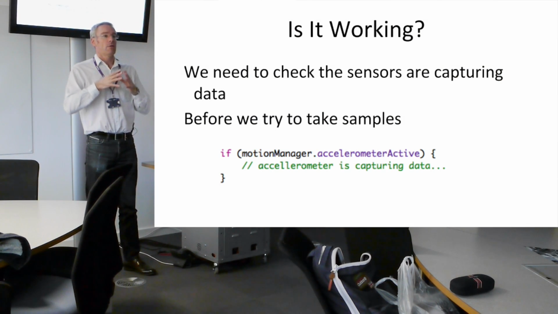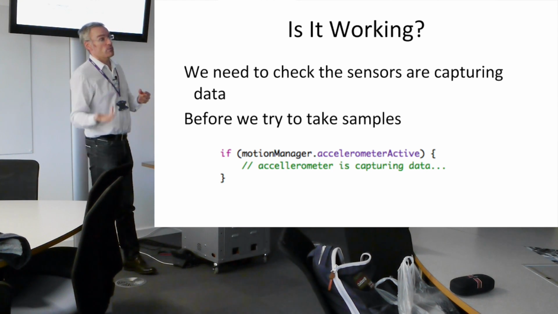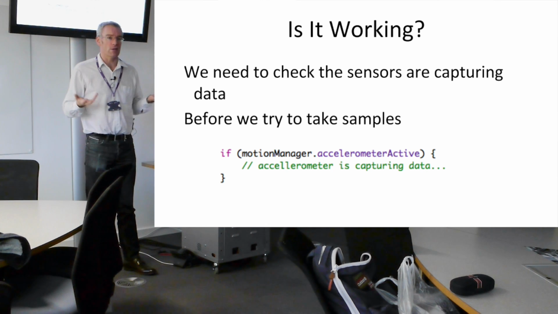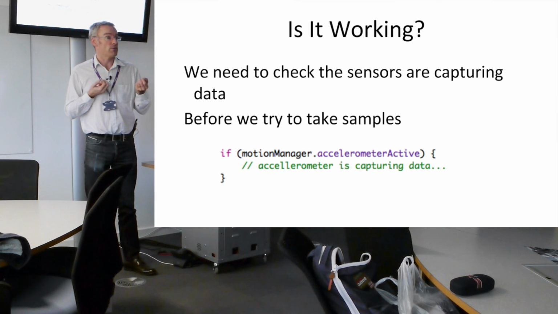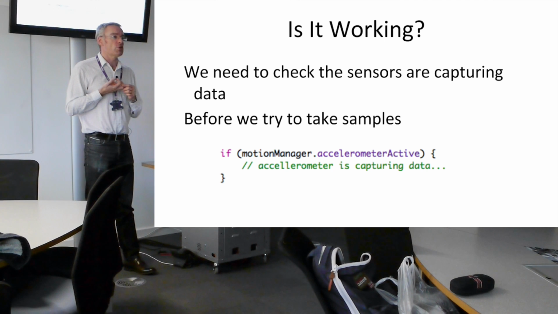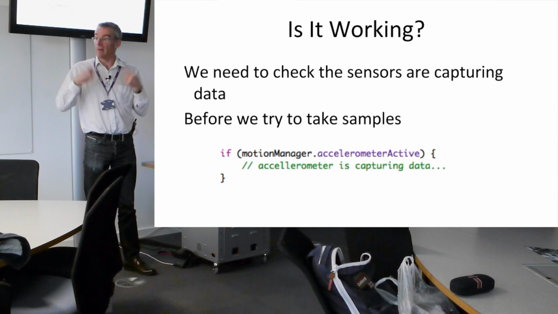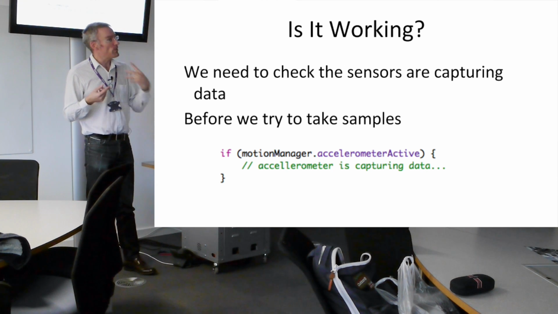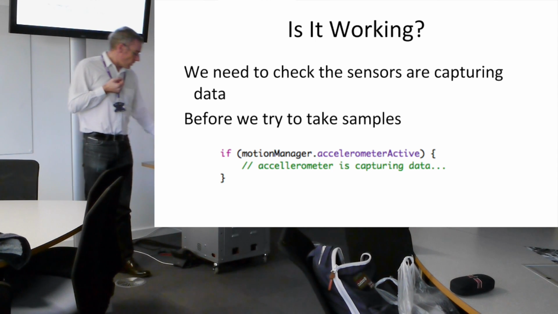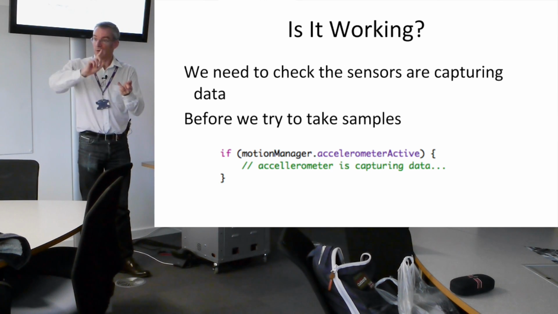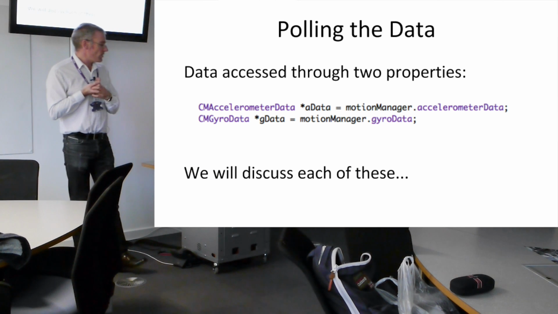However, just because you've started a service, it doesn't mean the service is running. It might be there's a fault with the sensor. It might be it doesn't start for some reason. It's always worth checking again to make sure the sensor's switched on. Here we are, if motion manager accelerometer active, returns true or false, is it generating some data? Before you try and grab the data off the sensor, make sure it's generating data, otherwise you're going to get lots of nulls. So, does it exist? Switch it on. Is it generating some data? And then we can poll the data.